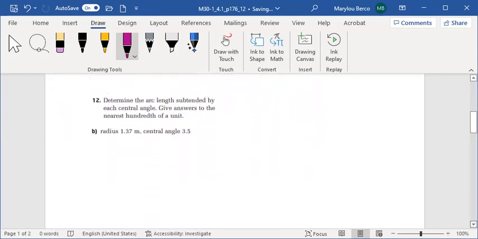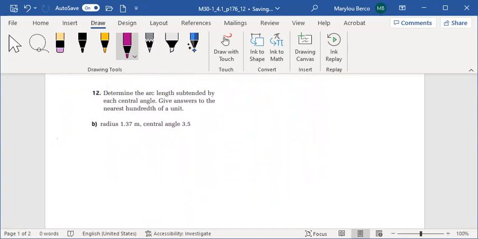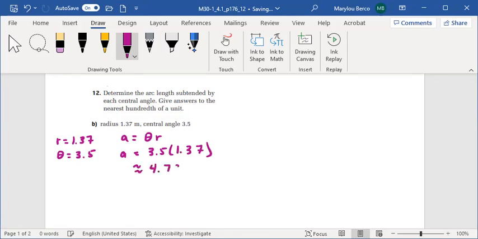KB, radius is 1.37 and the angle is 3.5, the central angle. Okay, so we're going to use the formula A equals theta R. So A equals 3.5 by 1.37. So this is approximately 4.795.